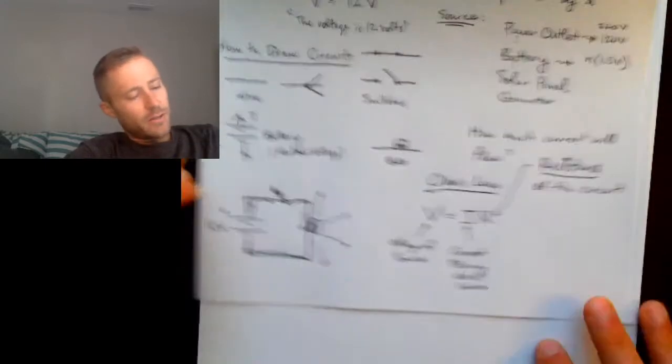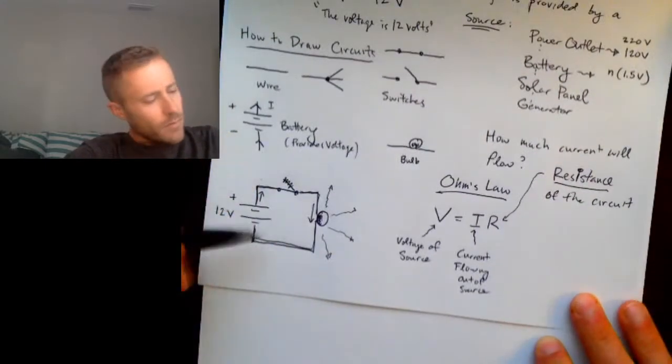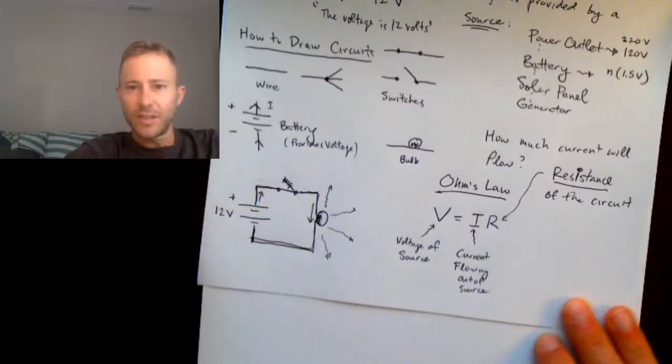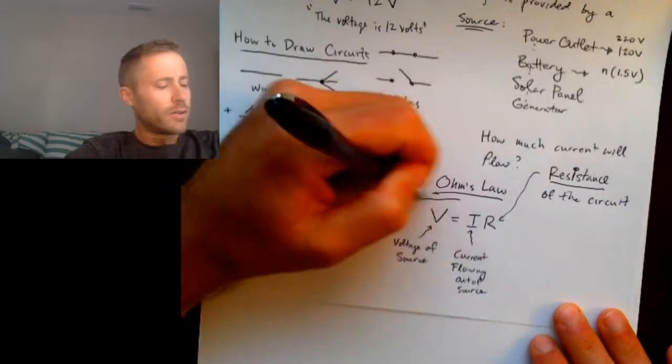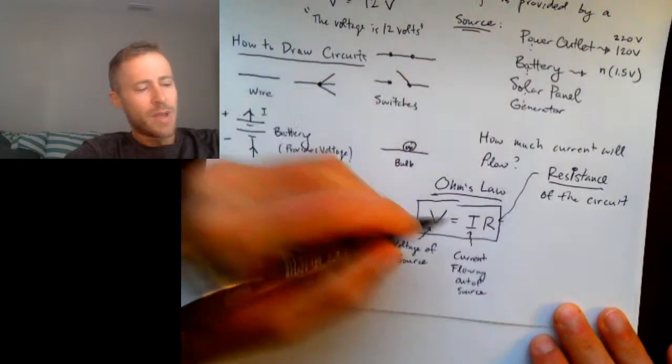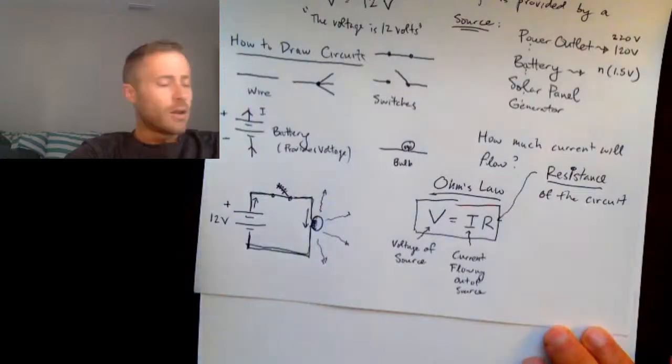The idea is this light bulb has a certain resistance to current flow. Okay. So this is main equation 1 for today.